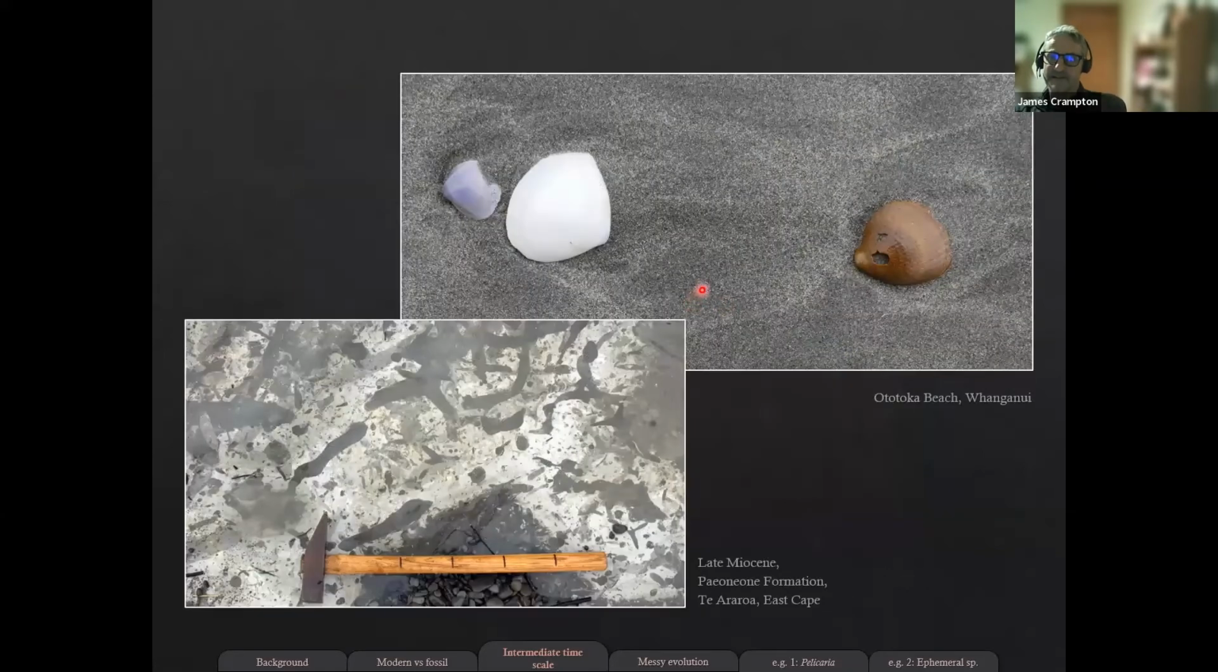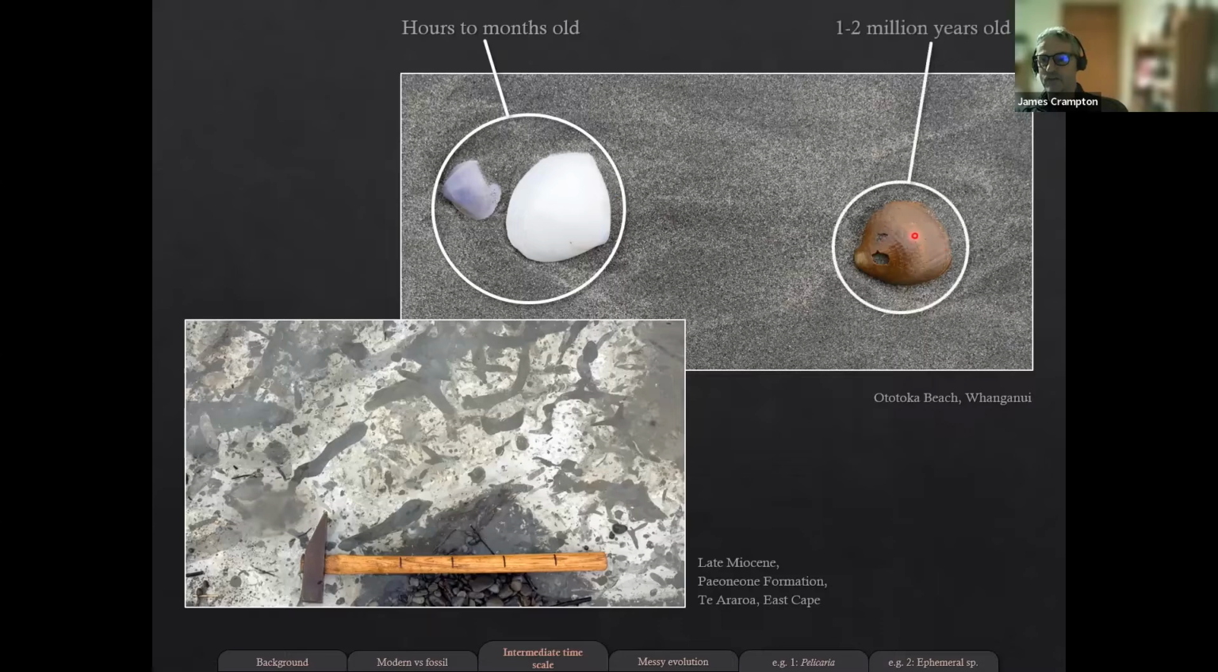And this is a lovely illustration. I just saw this at Ototoka Beach a few weeks ago, actually, when I was taking the students up there. This is completely unedited. This photo, I didn't manipulate this at all. This is on the beach. There's lots of fossil shell beds sitting around the beach. Those individuals are probably a few hours to months old, and that one is somewhere between 1 and 2 million years old. And the beach is littered with these things all mixed up.